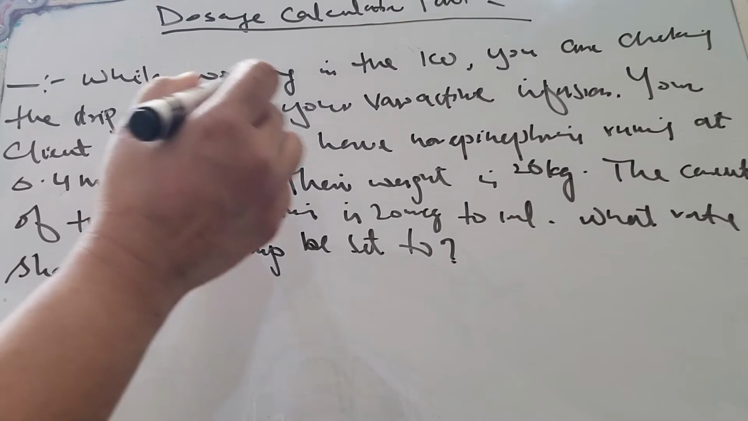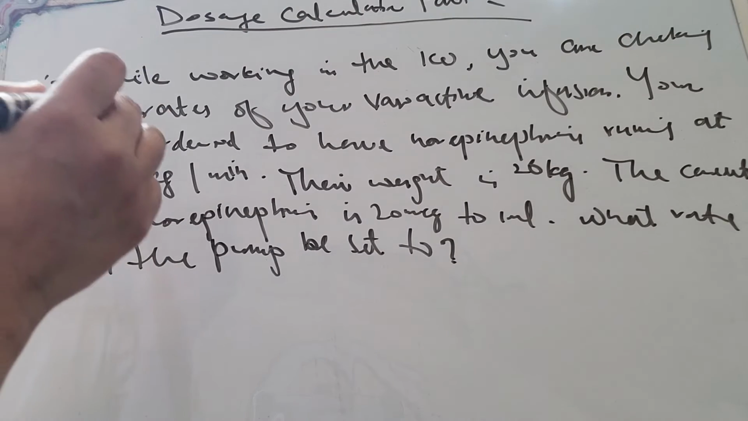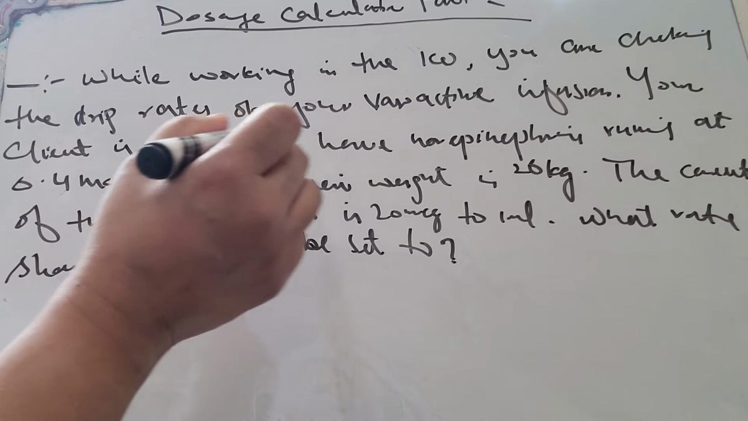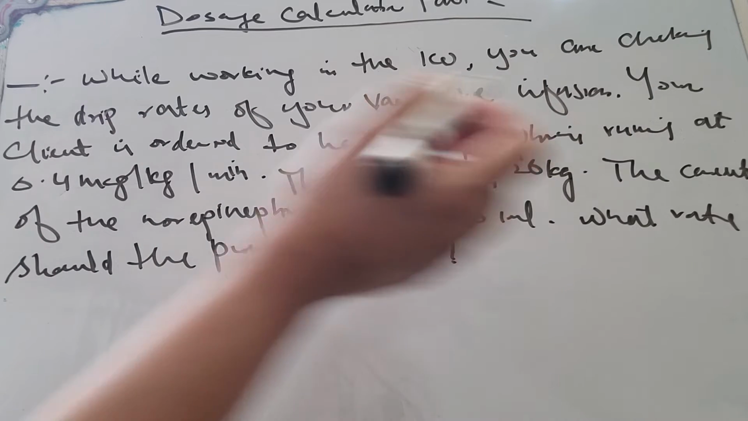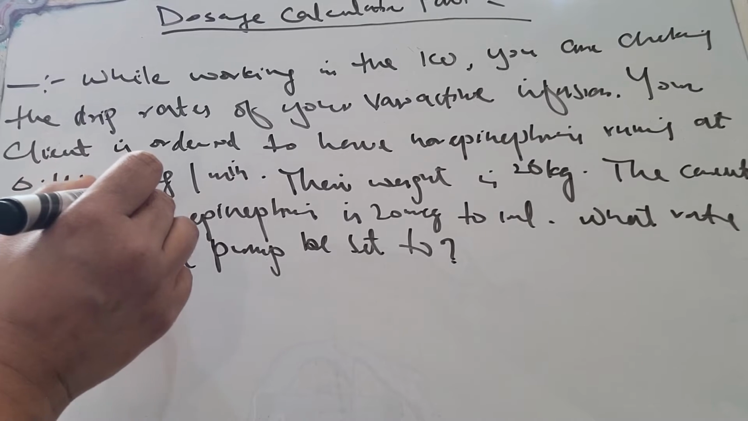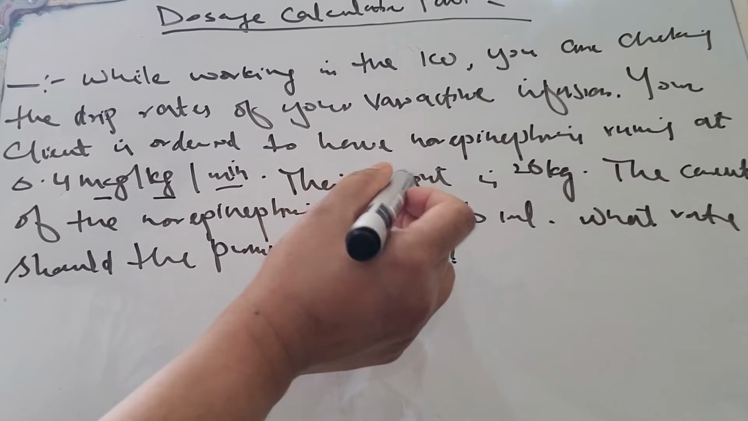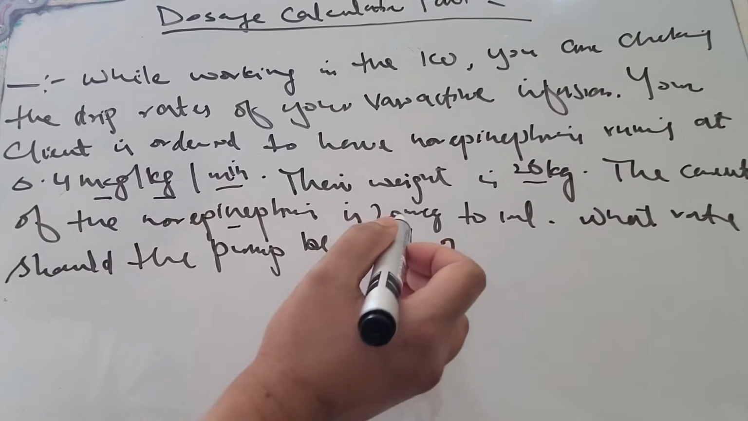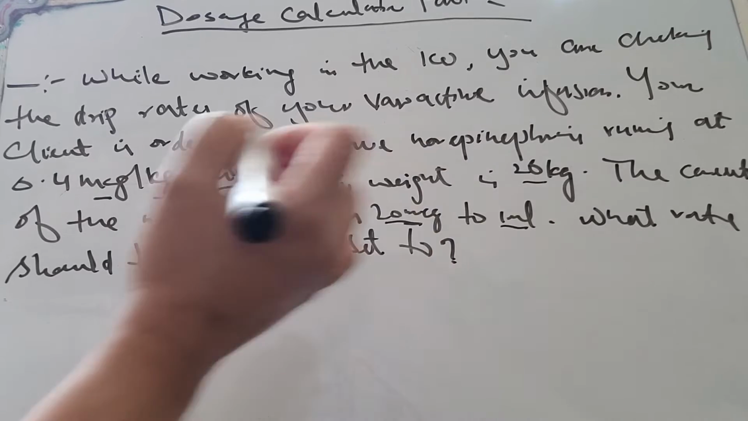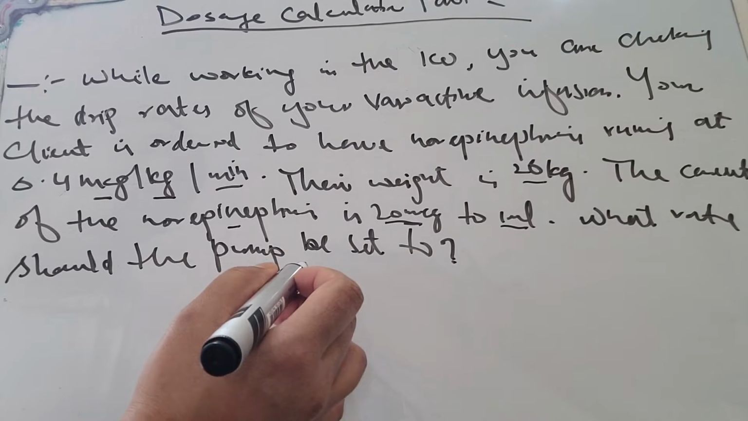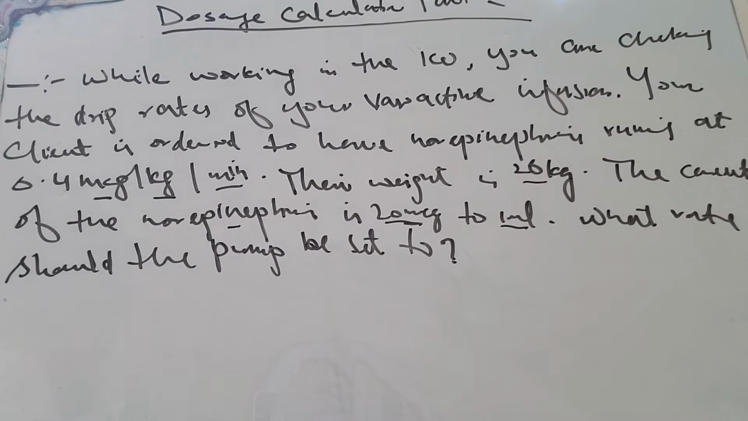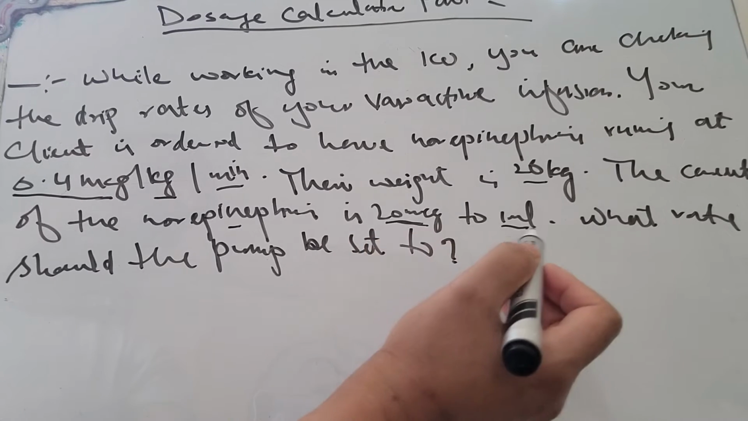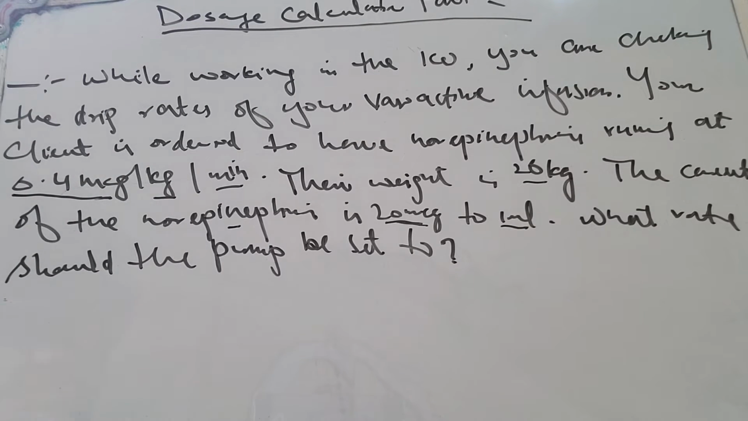So the question is, while working in the ICU, you are checking the drip rates of your vasoactive infusion. Your client is ordered to have norepinephrine running at 0.4 microgram per kg per minute. Their weight is 26 kg. The concentration of the norepinephrine is 20 microgram to 1 ml. What rate should the pump be set to? Desired is 0.4 microgram. In your hand you have 20 microgram to 1 ml. Now what will we do first?